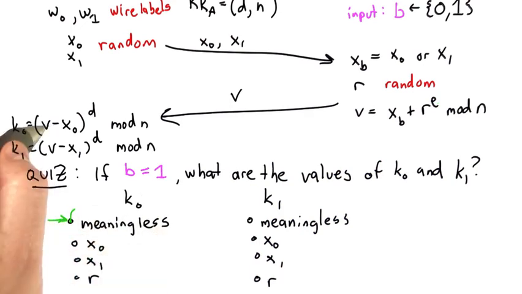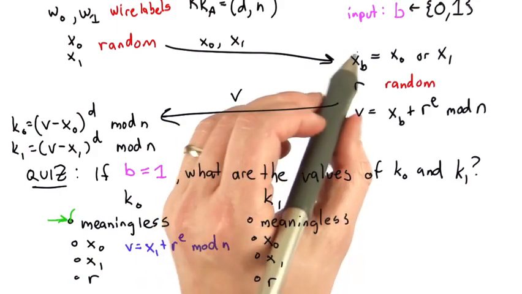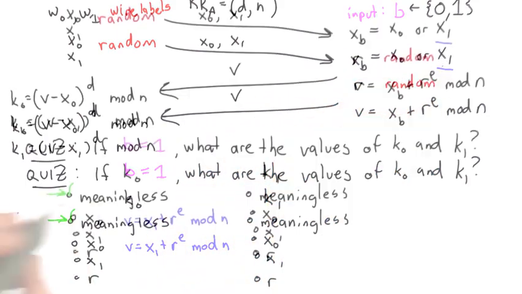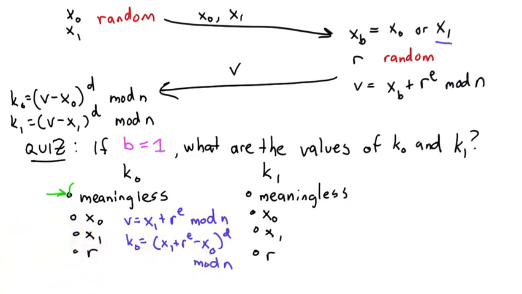And the reason for that is this value now, v, would be x1 plus r mod n. That's because xb is x1. So the value for k0 is that minus x0 raised to the d power mod n. There's nothing that gets rid of this random value, and there's no reason this would be a meaningful value. The value of k1, though, is meaningful, and it's in fact the value of r.